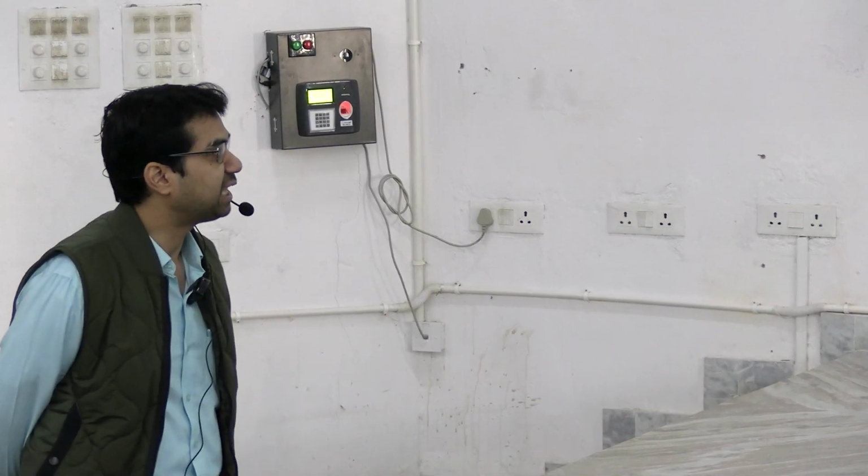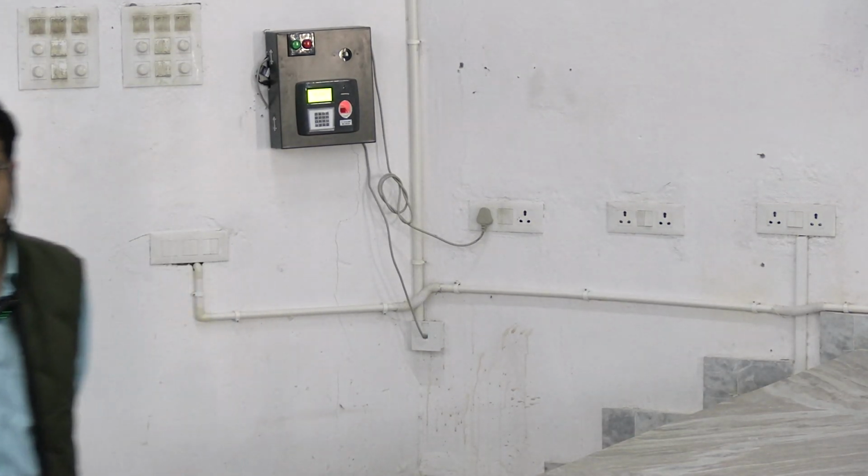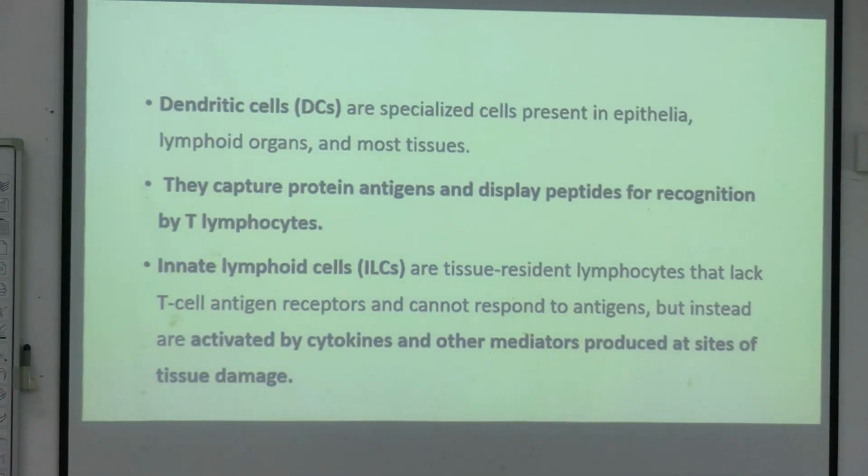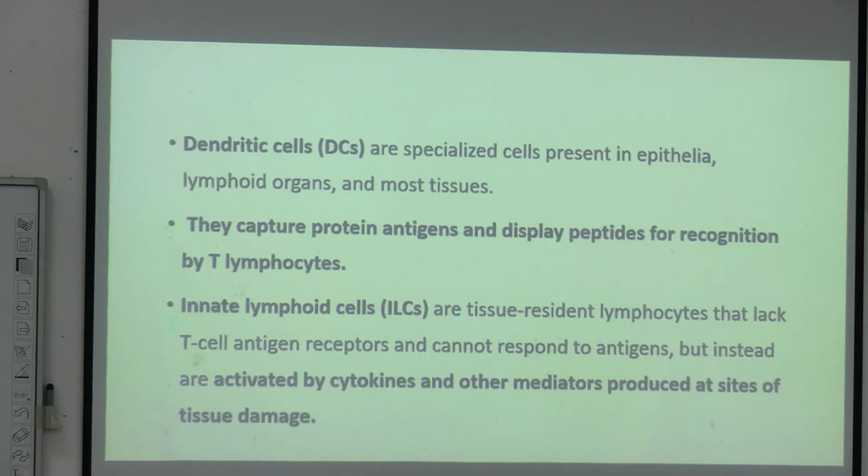First is the epithelia of the skin, GIT, and respiratory tract. Monocytes and neutrophils act like phagocytes. Monocytes that enter into the tissue are called macrophages. Then dendritic cells are specialized cells present in epithelia, lymphoid organs, and most of the tissues. They capture protein antigen and display peptide for recognition by T lymphocytes. That's why they are called antigen-presenting cells, APC.